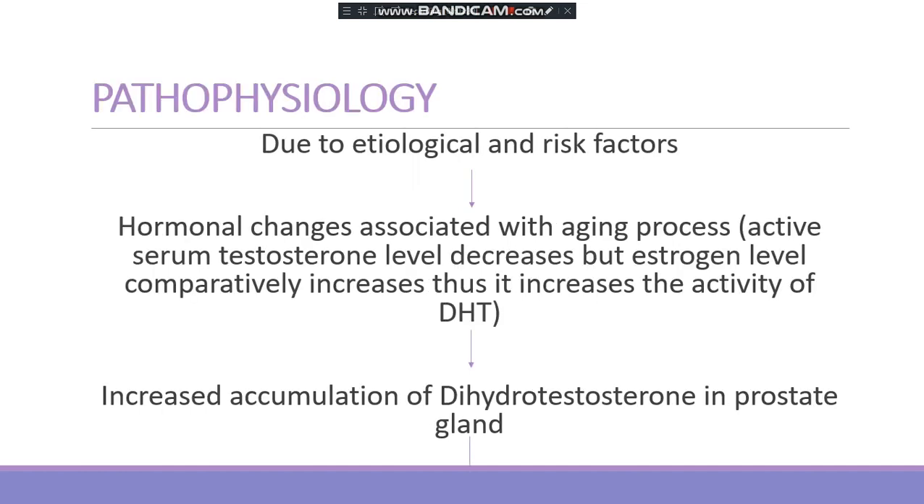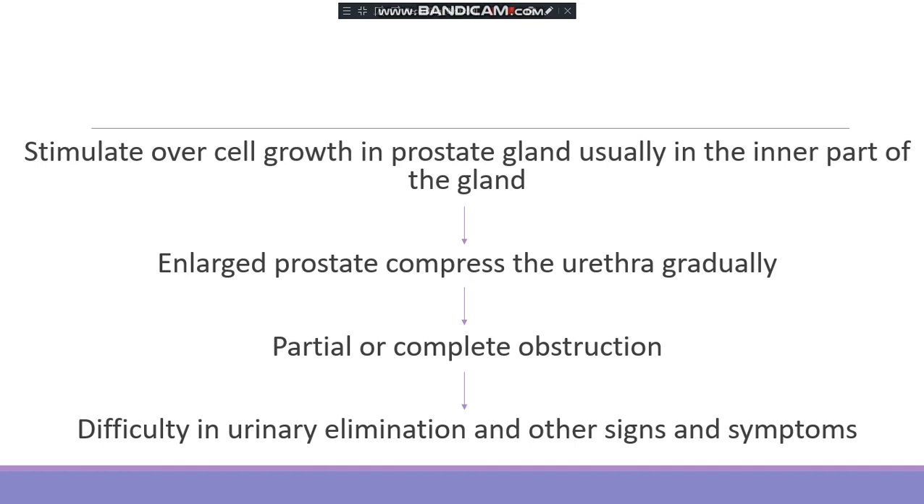Okay, so due to the etiological as well as the risk factors, hormonal changes associated with aging will happen. That is, a decrease in active testosterone and an increase in estrogen level, which thus increases the activity of dihydrotestosterone. This increased accumulation of dihydrotestosterone in the prostate gland results in overgrowth of cells of the prostate gland, usually in the inner part of the gland. Then the enlarged prostate compresses the urethra, and it ends up with partial or complete obstruction, and the patient exhibits several signs and symptoms including difficulty in urinary elimination.